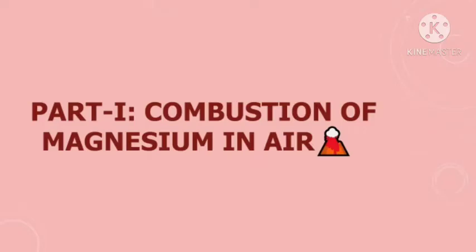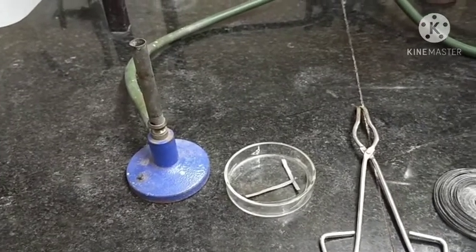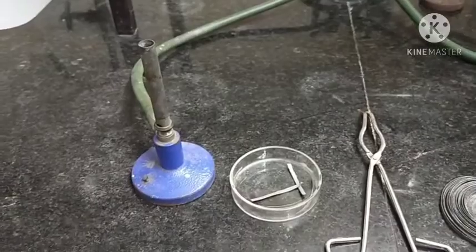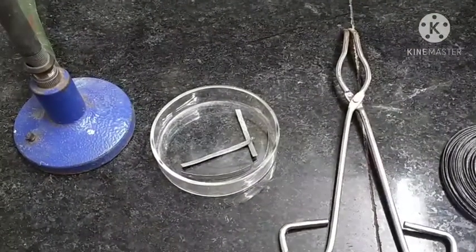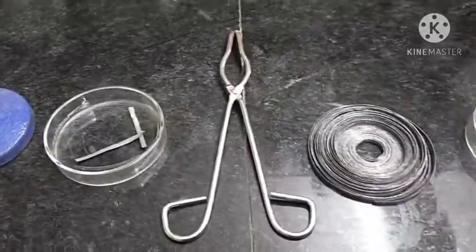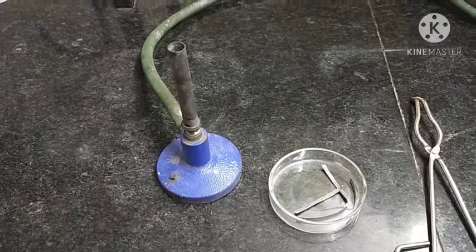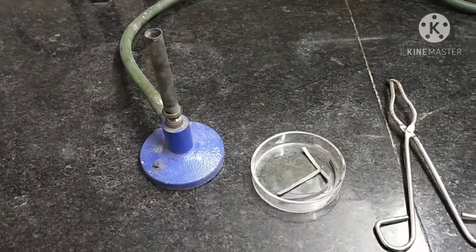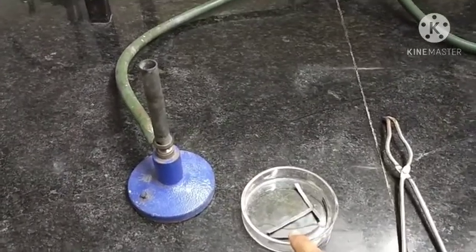The first part of this experiment is combustion of magnesium in air. What we require to perform this experiment are a burner, some pieces of magnesium strip, and a pair of tongs. Let's move to the procedure part. We are going to burn the piece of ribbon in the air.